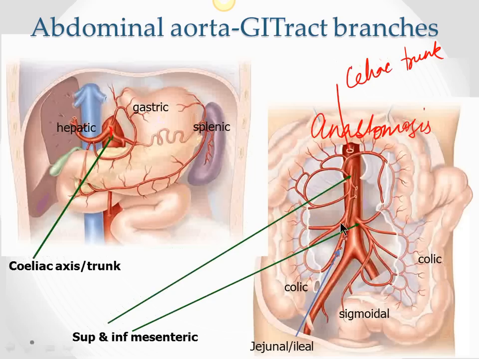So here you can see the branches that they are giving off to the rest of the gastrointestinal tract. The superior mesenteric gives off these branches to the small intestine called jejunal and ileal branches. So these go to the small intestine. Then it gives off colic branches to the colon, so the ascending colon and part of the transverse colon. So here are some colic branches.